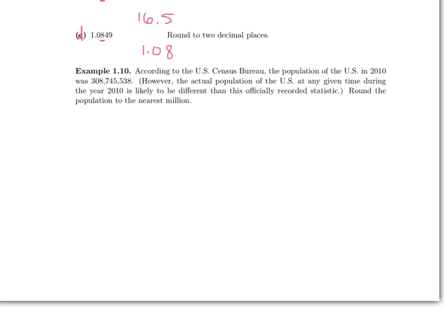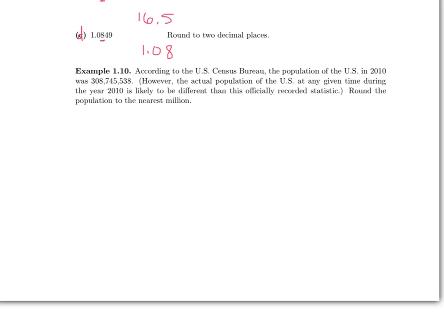Let's look at our final example, 1.10. According to the U.S. Census Bureau, the population of the U.S. in 2010 was 308,745,538. However, the actual population of the U.S. at any given time during that year is likely to be different than this officially recorded statistic.